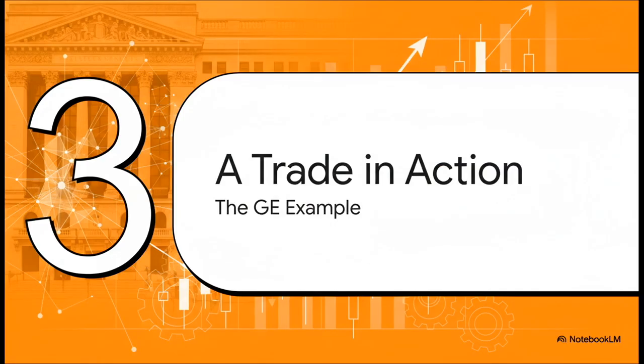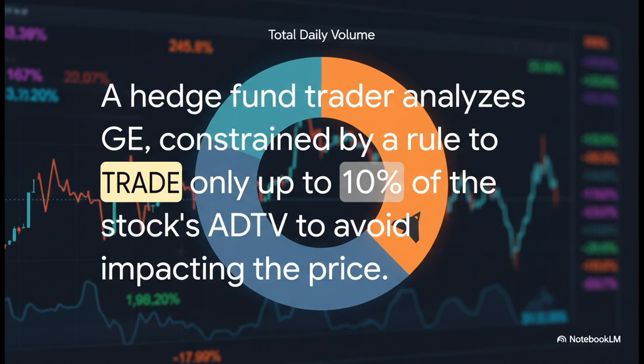Okay, theory is one thing, but let's see how this plays out in the real world. I want to walk you through a quick scenario. Let's imagine we're a trader at a big hedge fund, and we're looking at a potential trade in General Electric. Now, our trader has a big problem, or rather a big responsibility. Since they work for a huge fund, they can't just throw millions of dollars around without moving the stock's price. So they have a strict rule. Any trade they make can only be a small piece, say 10%, of the average daily trading volume. This rule is their North Star for everything they're about to do.